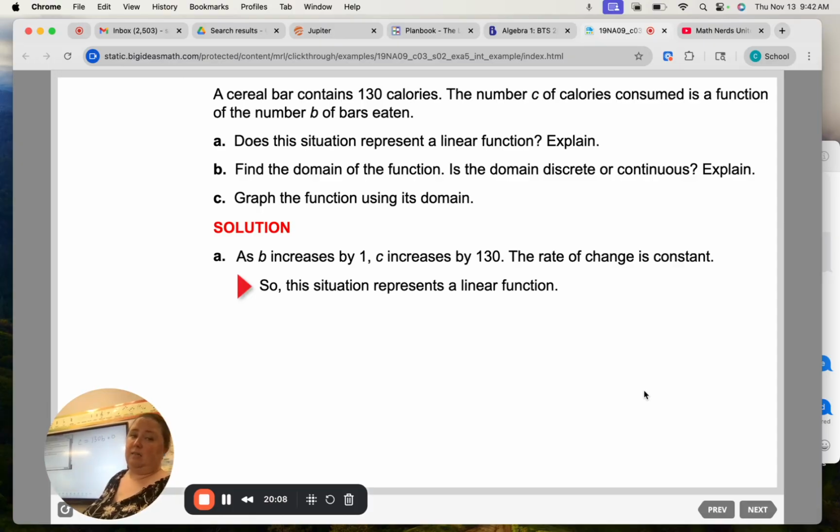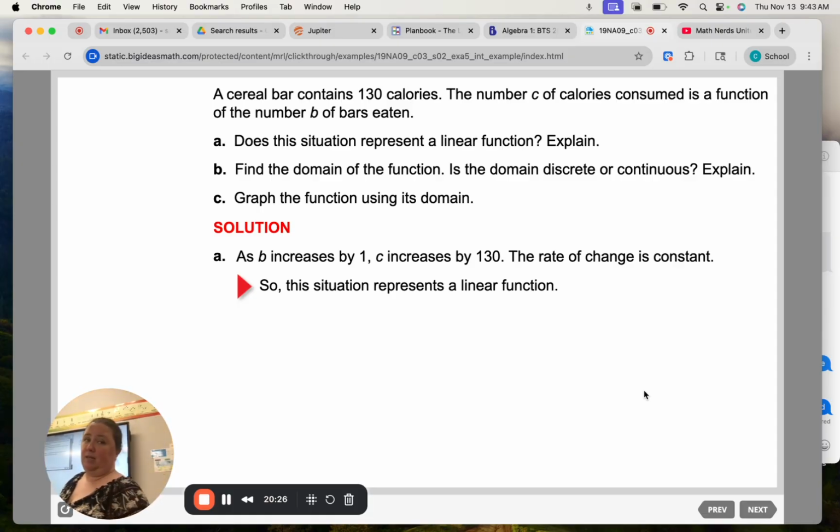All right, B. First of all, is the domain discrete or continuous? Continuous, because you can eat like half of a bar. Correct. Continuous. I could take 1 bite of a granola bar or cereal bar, and it would count. I'd have to count however many calories out of that bite. So this would be continuous.